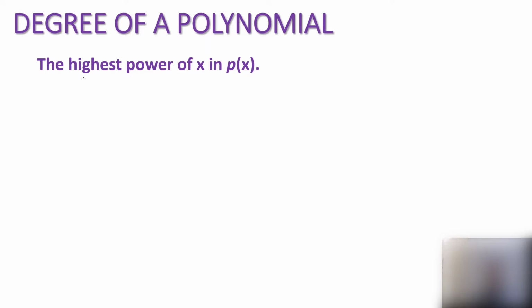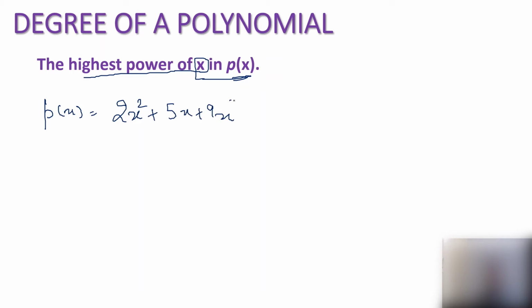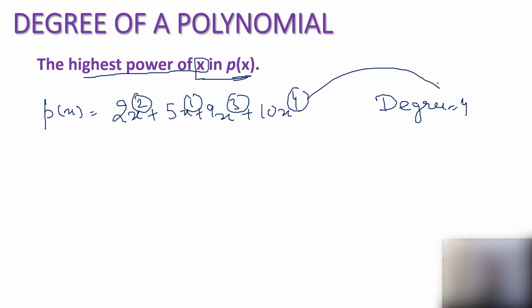Now next is the degree of a polynomial. Degree of a polynomial is the highest power of the variable in a polynomial. Let us consider a polynomial p(x) equal to 2x square plus 5x plus 9x cube plus 10x raised to the power 4. Here the degree of this polynomial is 4, as the highest power of the variable is 4.